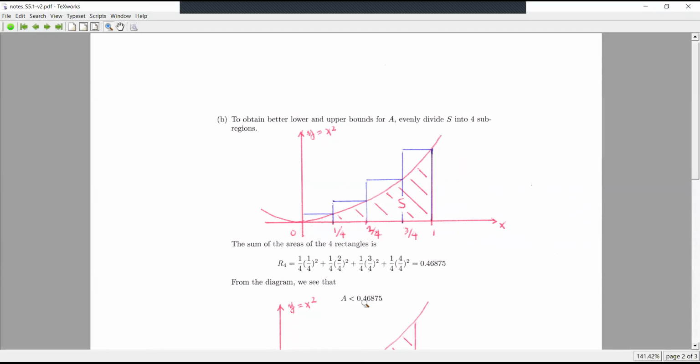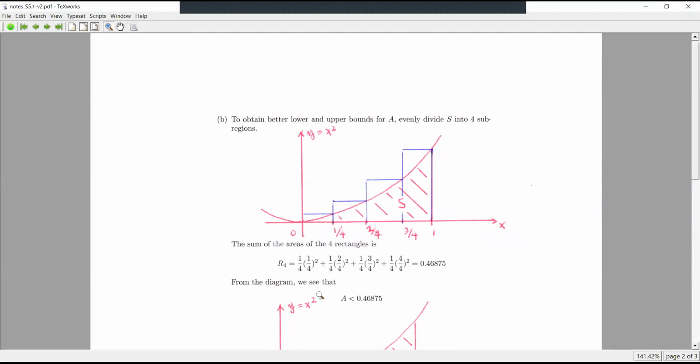As I remember, it is 0.625. So this upper bound is closer to A than the upper bound in step 1. In step 1, I only use 2 rectangles to approximate the region. Now I use 4 rectangles, so I can get a better upper bound.